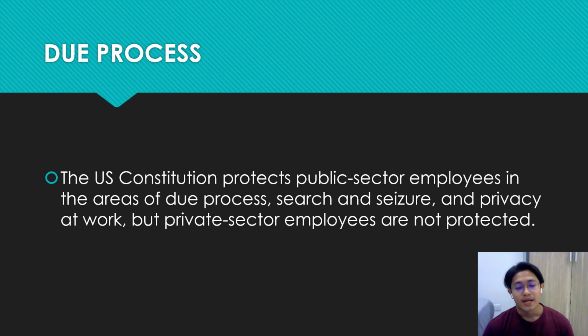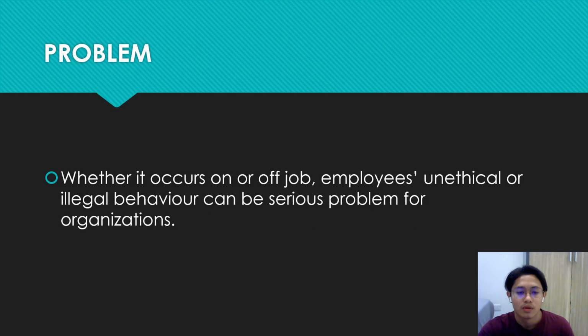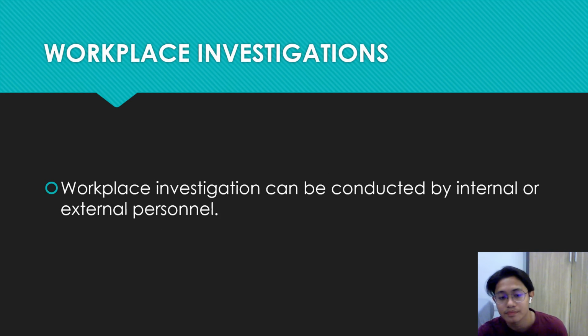Next, for due process, the US Constitution protects public sector employees in the areas of due process, search and seizure, and privacy at work, but private sector employees are not protected. The problem is whether it occurs on or off the job. Employees' unethical or illegal behavior can be a serious problem for the organization itself.